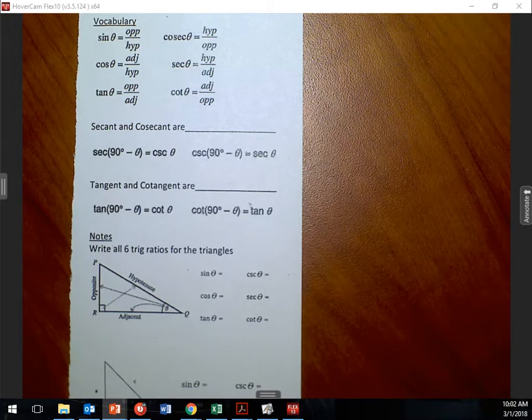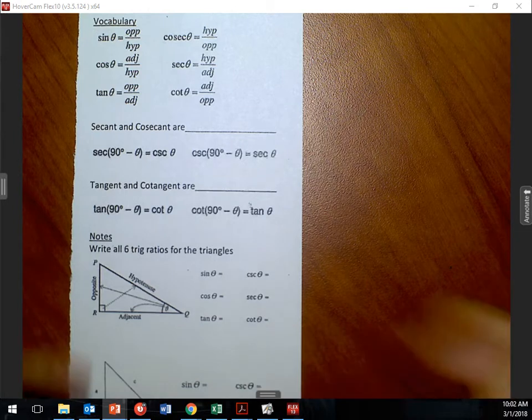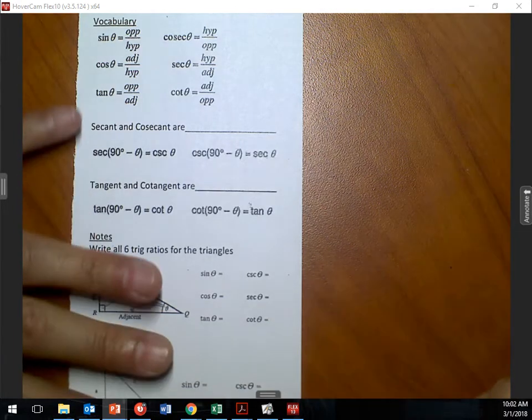Okay, so listen up. Today's notes. It's actually really not a new set of notes. It's stuff that we've already done, but we're going to do it a different way. Today is called Reciprocal Identities.